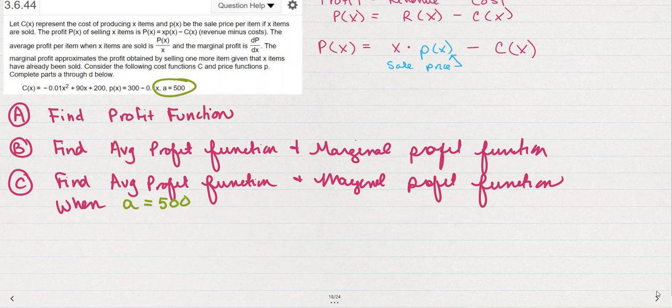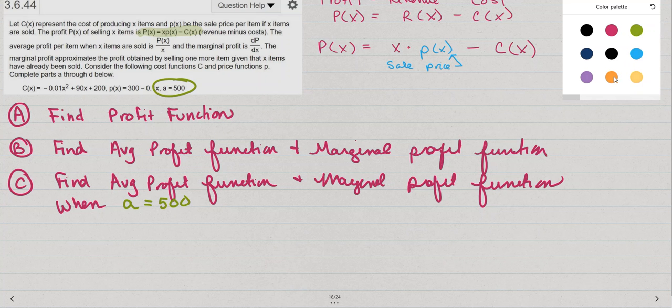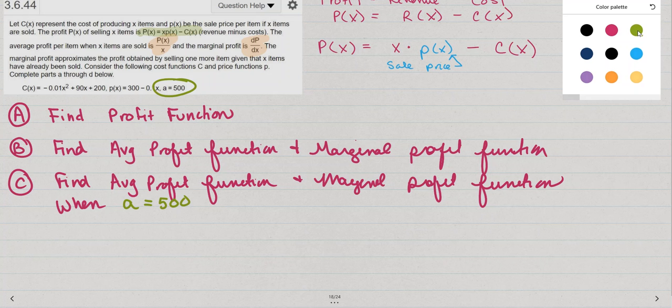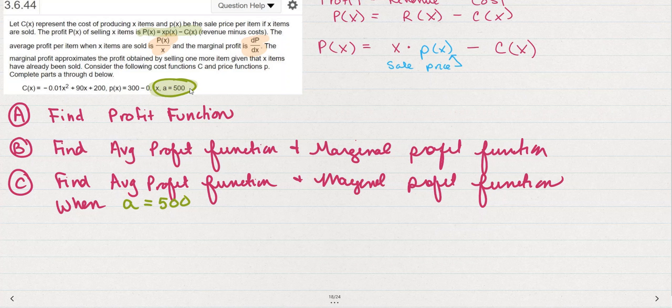The first question asks us to find the profit function. Next, part B asks us to find the average profit function and the marginal profit function. And then the third part says find the average profit function and marginal profit function when we have a specific A. So we'll go into our part B and replace the X with A. Let's try some of this.